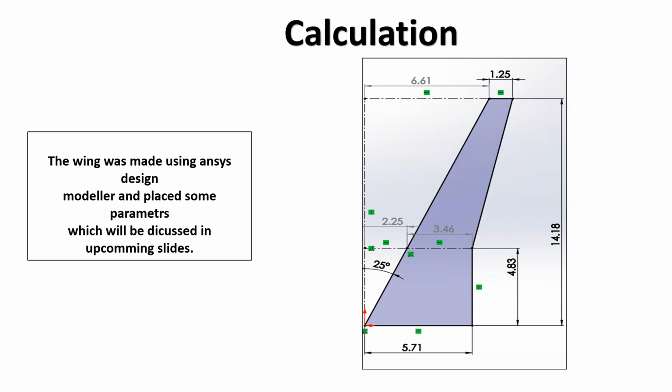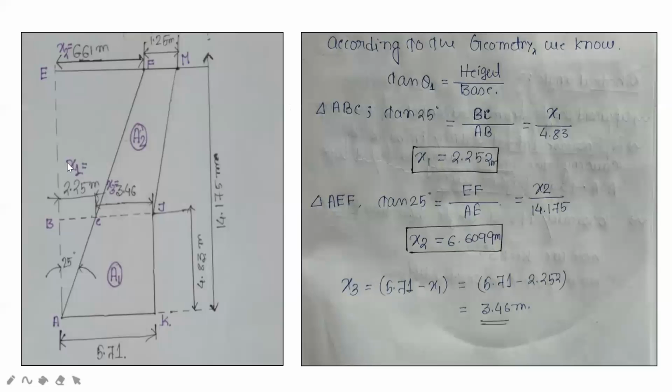This is the diagram of the Boeing 737 wing. Please see my cursor. This is chord A, this is chord B, and this is chord D. The length of chord A is 5.71 meters, the distance between chord A and chord B is 4.83 meters, the distance between chord A and chord D is 14.18 meters, and the length of chord D is 1.25 meters. Then we have to find this distance and this distance. In the next slide, we have named these distances x1, x2, and x3.